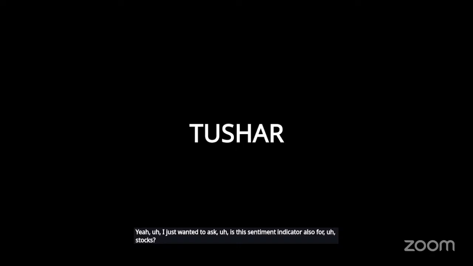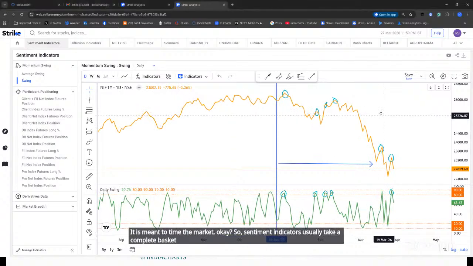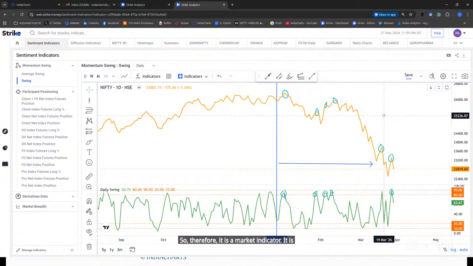Go on. I just wanted to ask, is this sentiment indicator also for stocks? So the particular indicator I'm showing you is the daily average swing. It is meant to time the market. Sentiment indicators usually take a complete basket of data. In this case, we take a basket of 300 stocks to calculate this indicator. Therefore, it is a market indicator. It is not applicable to individual stocks.